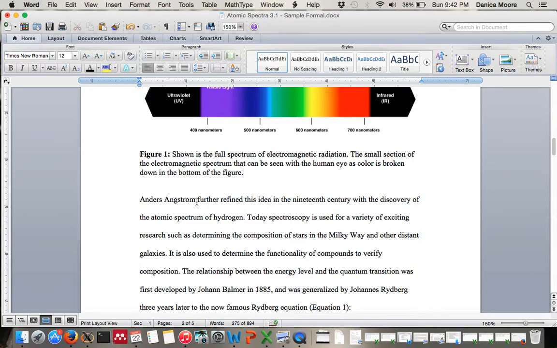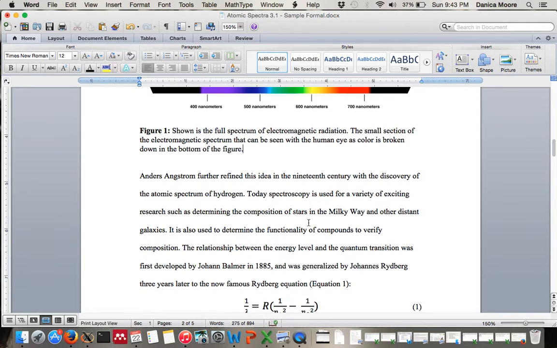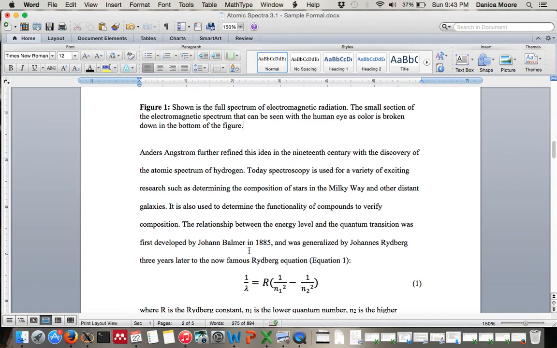papers. Okay. So, Anders Engström further refined this idea in the 19th century with the discovery of the atomic spectrum of hydrogen. Today, spectroscopy is used for a variety of exciting research, such as determining the composition of stars in the Milky Way and other distant galaxies. It is also used to determine the functionality of compounds to verify composition. The relationship between the energy level and the quantum transition was first developed by Johann Balmer in 1885 and was generalized by Johannes Rydberg 3 years later to the now famous Rydberg equation.